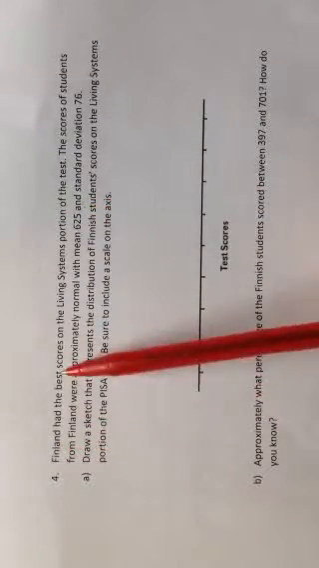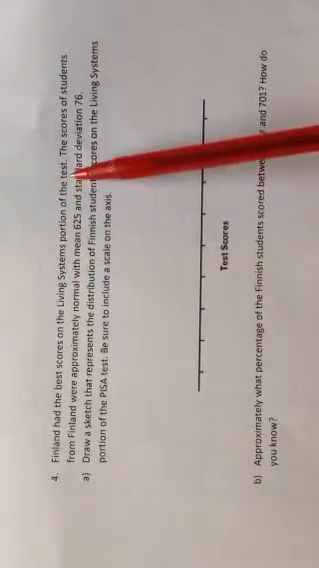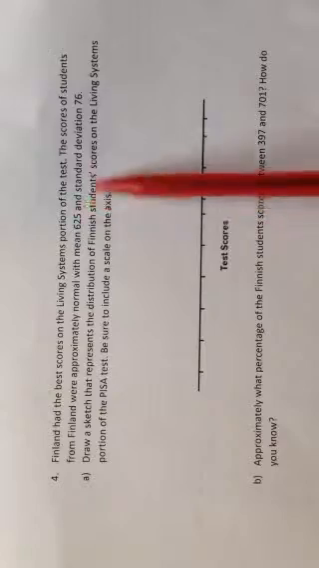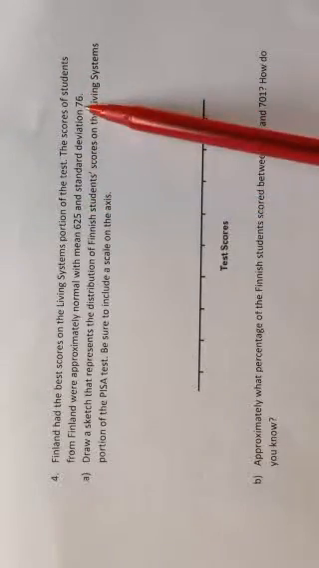Problem number 4 has a word problem. We start out with a word problem. So Finland had the best scores on the living systems portion of the test. The scores of students from Finland were approximately normal with a mean of 625 and a standard deviation of 76.